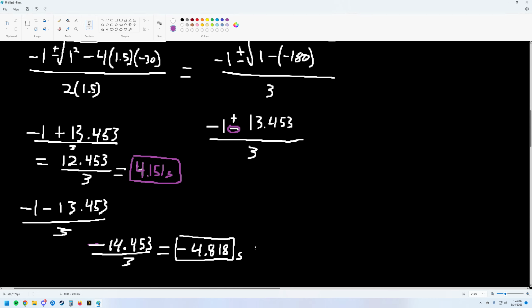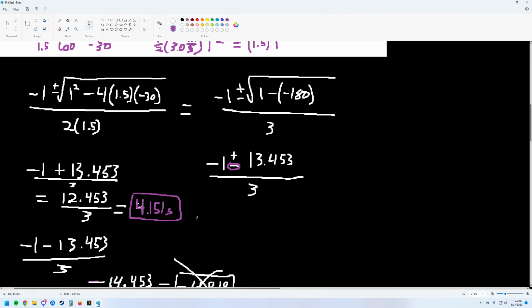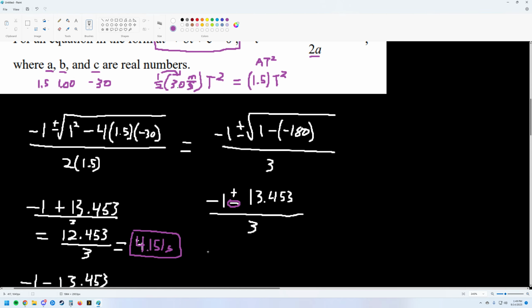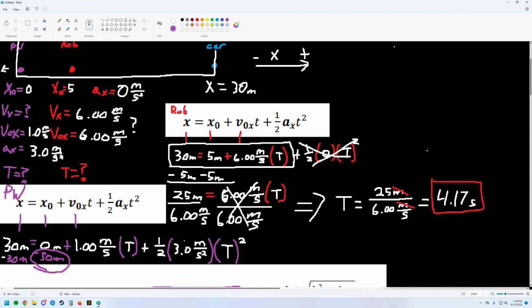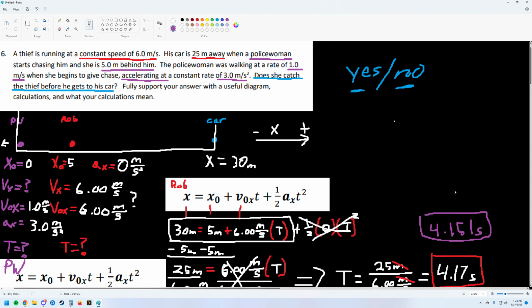Obviously, you can't go negative with seconds, at least with one-dimensional kinematics, so we can just get rid of this solution. Our other solution, 4.151, excellent. 4.151 seconds is our police lady time. We can see that 4.15 is less than 4.17. So, does she catch the thief before he gets there? Yes. Right?